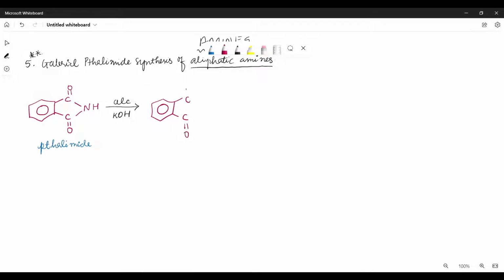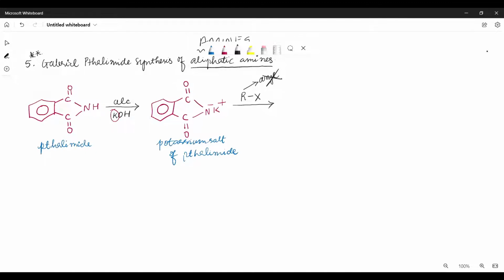C double bond O, C double bond O. Of course, this will be N and K. So potassium is going to be responsible in forming the salt. Sorry, N minus and K plus. This is called potassium salt of phthalimide. Simple. After this, the next step, we are going to add haloalkanes. Okay, remember here R cannot be an aryl group.